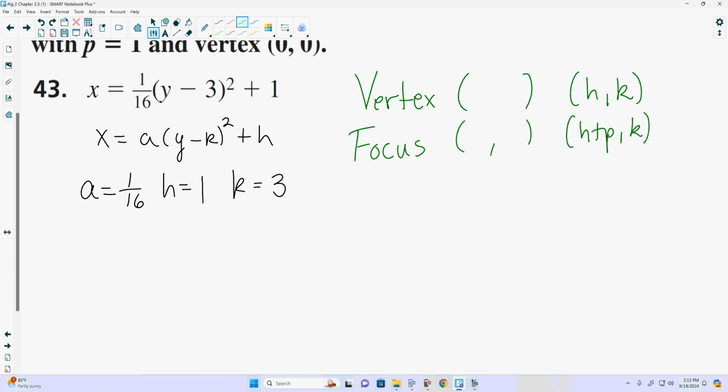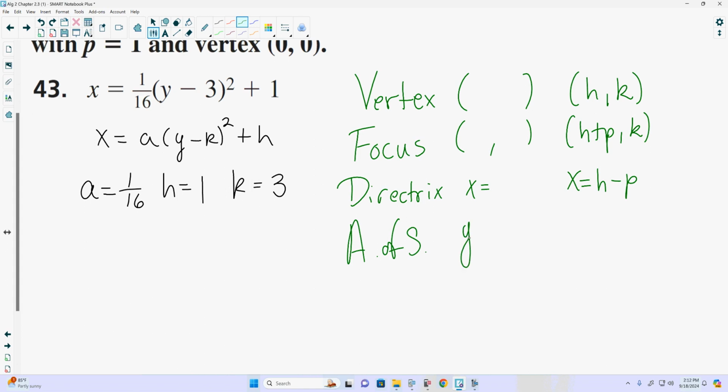Now our focus is a little bit different because for this x equals form, the focus is h plus p comma k. Directrix is now x equals h minus p. And lastly, the axis of symmetry is y equals k.